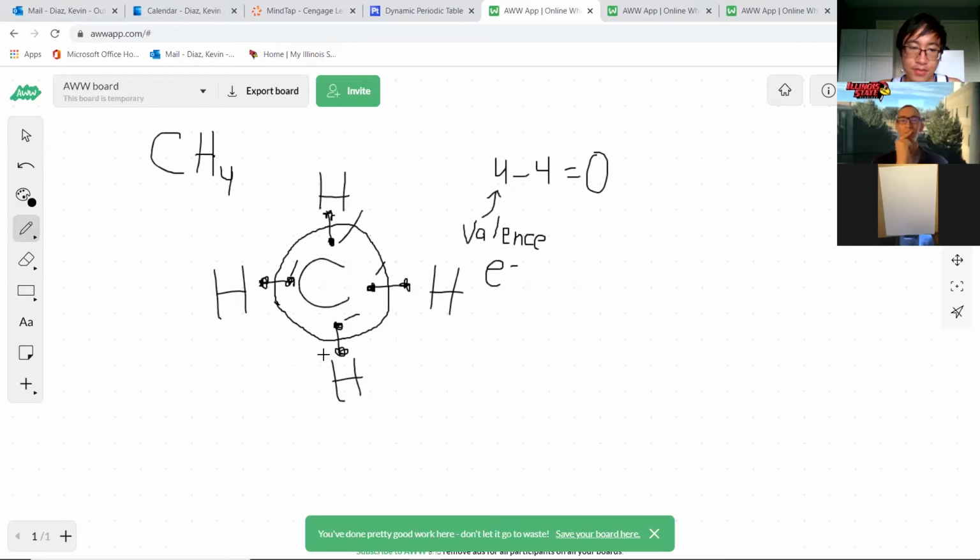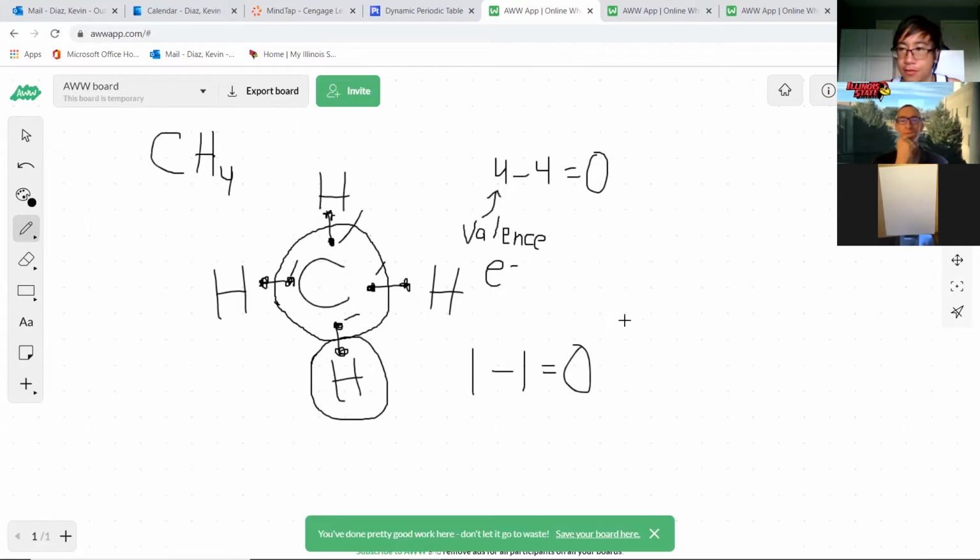And the opposite is also true, where hydrogen only takes 1 electron from that bond. Hydrogen from the periodic table has 1 valence electron. 1 minus 1, also 0. And so with bonds, you only count half of the electrons for each atom. For lone pairs, you just count the electrons.